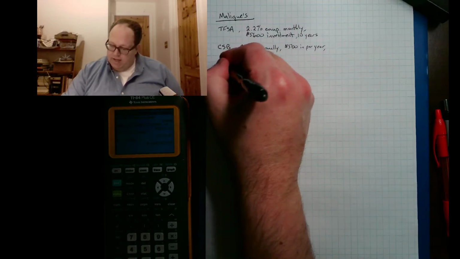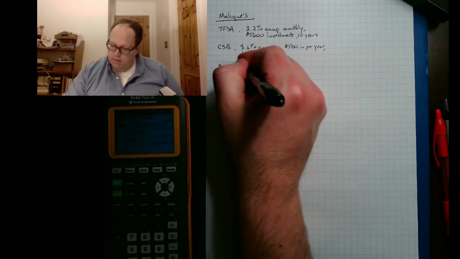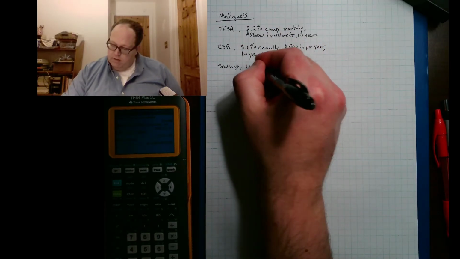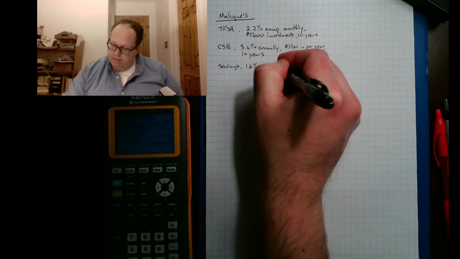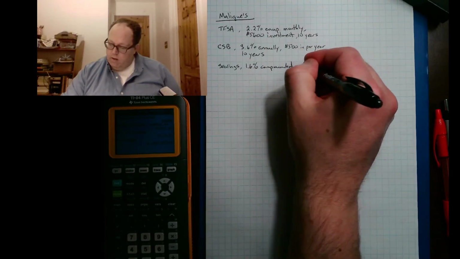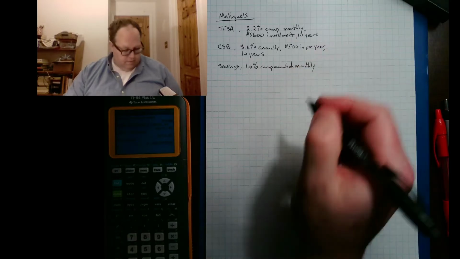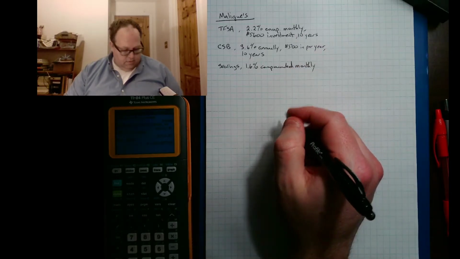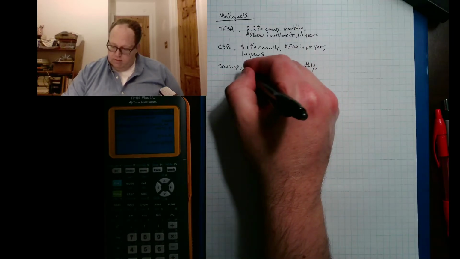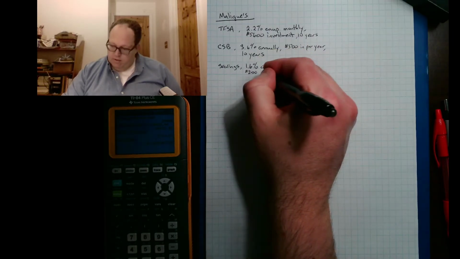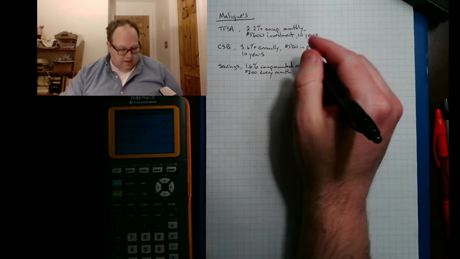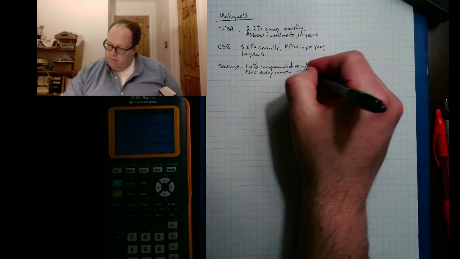And a savings account earning 1.6% compounded monthly, where he's putting in $200 every month. And that is also for 10 years.